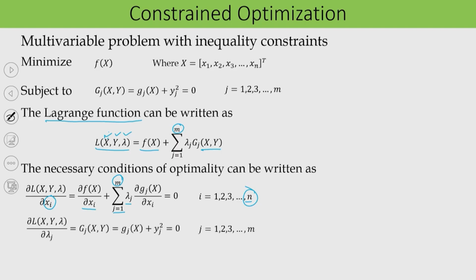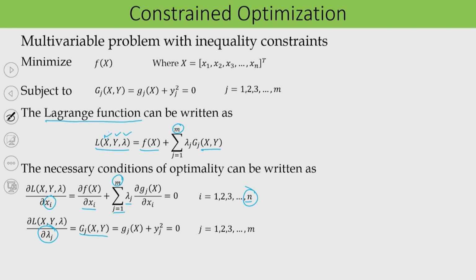Next is the derivative with respect to lambda_j. If you take the derivative with respect to lambda_j, I get Z_j(x, y), which is equal to small g_j(x) plus y_j squared equal to 0.